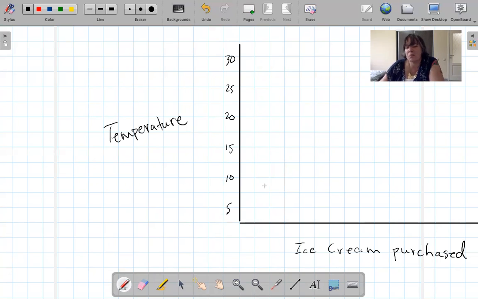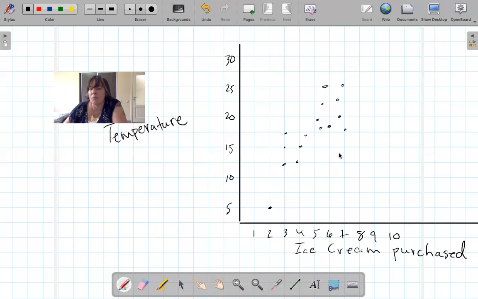And I don't really have to put, let's say, one person bought ice cream when it was 5 degrees out. And then when it was 15, we can say a few people bought ice cream. And then I have to put numbers here: one person, two, three, four, five, six, seven, eight, nine, 10. This is how many people bought ice cream. And then when it gets up to 30, I've got all these people buying ice cream. And then when it gets much, much warmer, we've got lots of people buying ice cream.